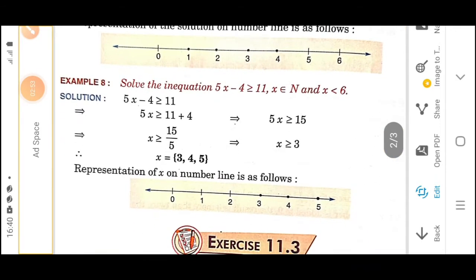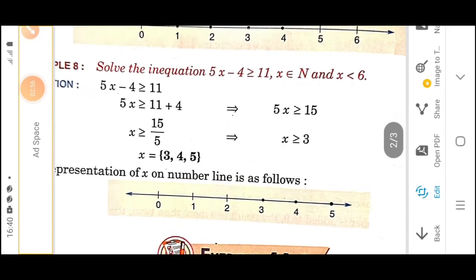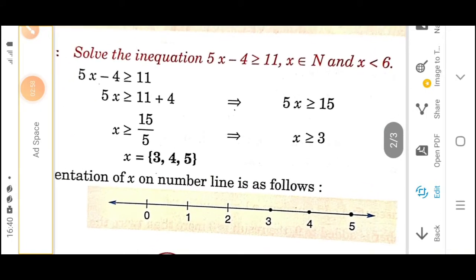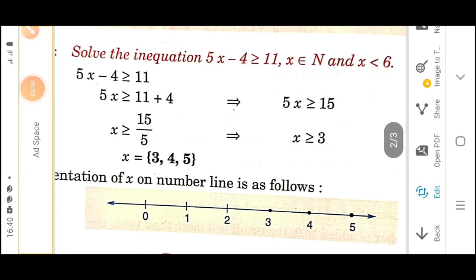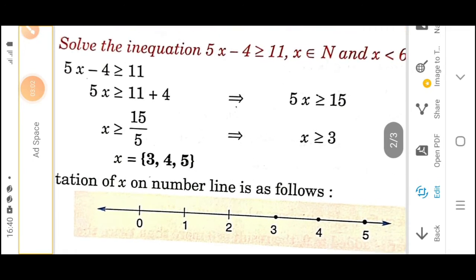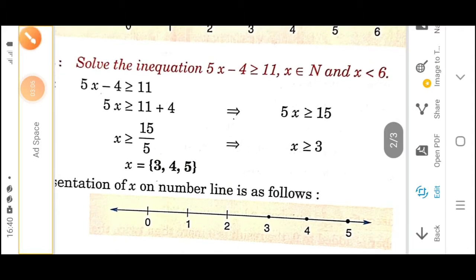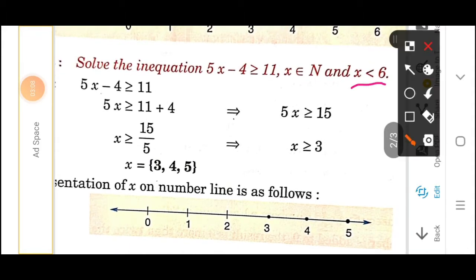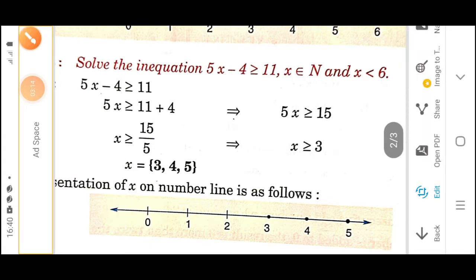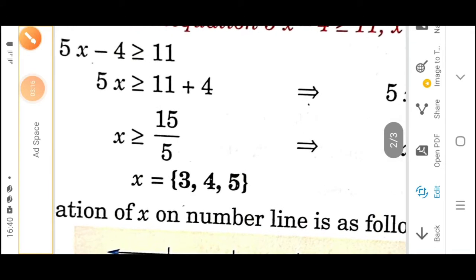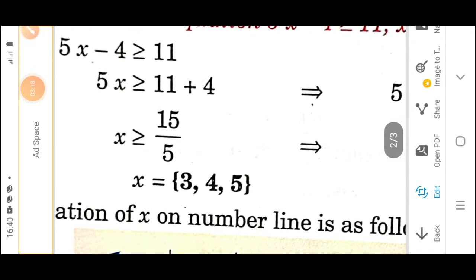Let's take another example, Example 8. 5x minus 4 is greater than or equal to 11. x belongs to natural numbers, and x is less than 6. Let's use this inequation.